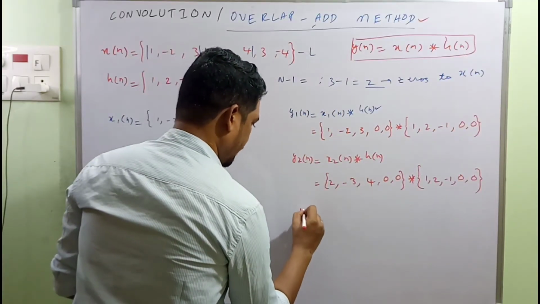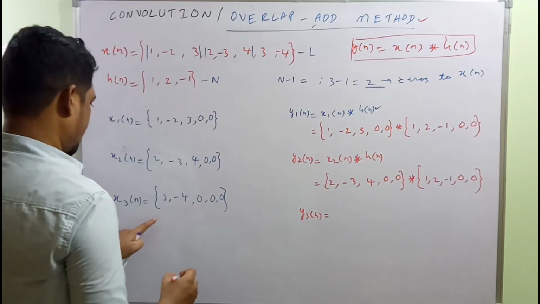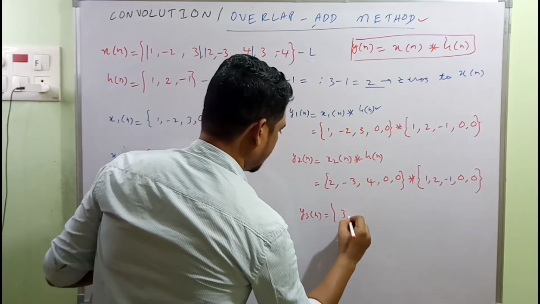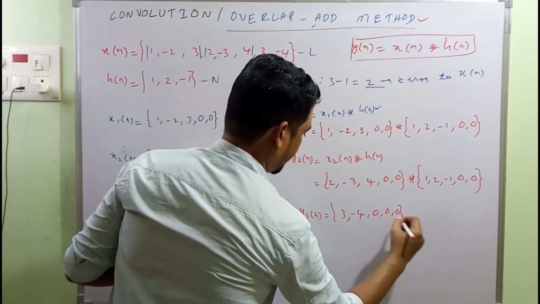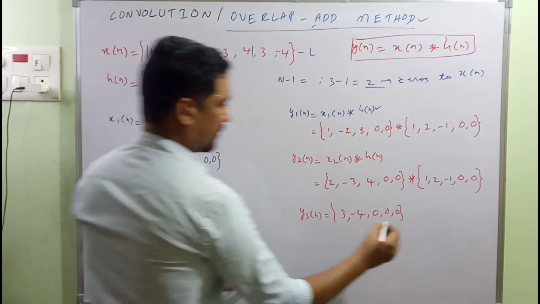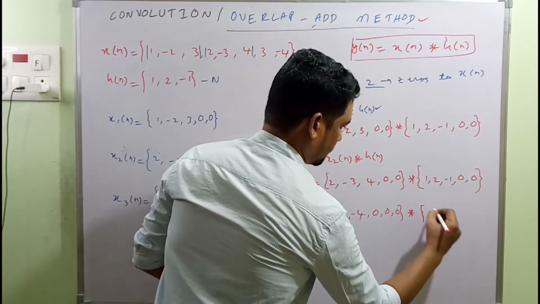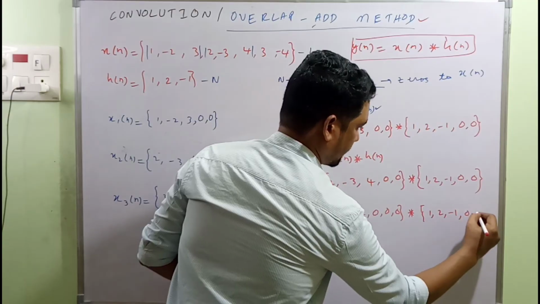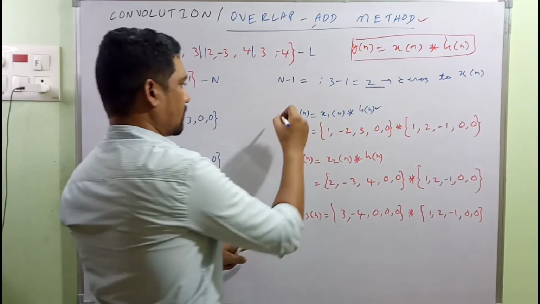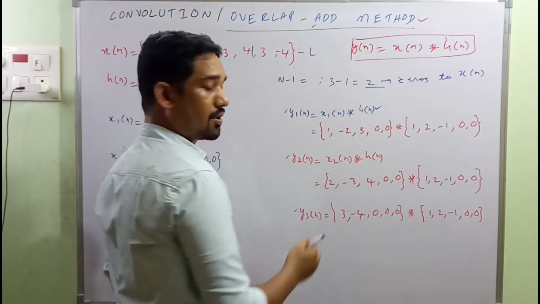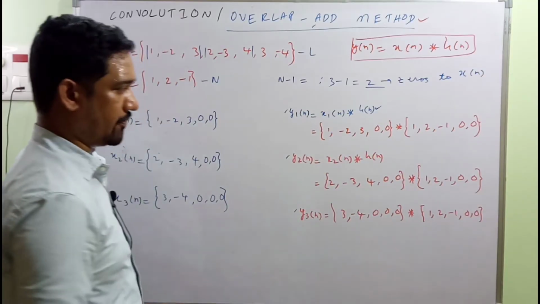So what about y3 of n? We have a third sequence also, isn't it? y3 of n will be equal to 3 comma minus 4 and 3 zeros, which is x3 of n, convolution h of n again. What is that h of n? It's the same, 1 comma 2 comma minus 1 comma 0 comma 0, right? So what to do after evaluating y1, y2, y3? That's another approach. First let us evaluate y1 and then we can go ahead with the procedure.